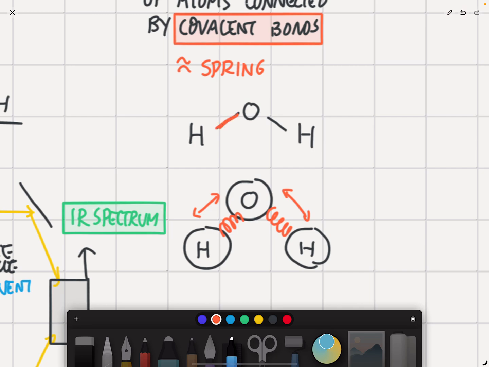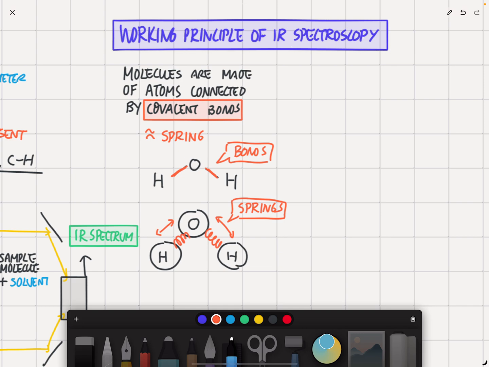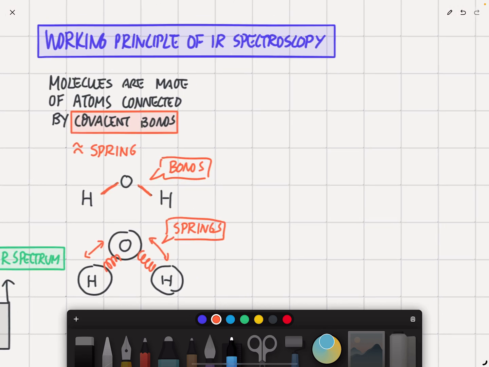So these things are bonds, and bonds can be likened to springs. And just like when you work with springs, you see they bounce back and forth. We can actually do something to make the vibration more intense, and that's by supplying these bonds with a particular infrared light. So let me put down some numbers here. So this is point 1 you need to know.